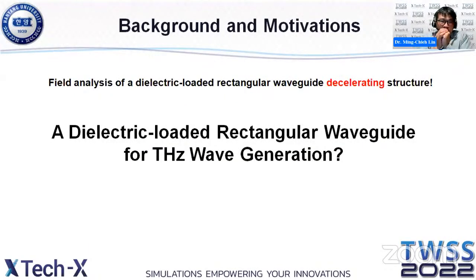So we would like to ask a question. Field analysis of the dielectric loaded rectangular waveguide is possible for a decelerating structure. Then it is equivalent to a wave generator. Okay, so this is our idea. Can we reverse this accelerator structure to become a wave generator? Here we are trying to use Vcim to realize this idea.